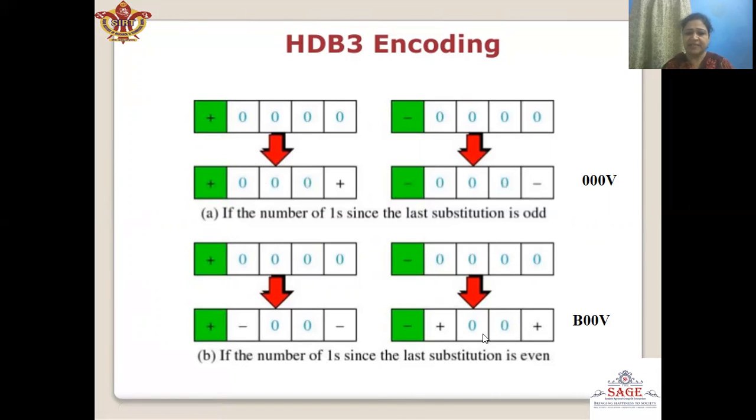Now in the second case, if the number of ones since the last substitution is even, we will use the pattern B00V. So B will have bipolar alternation. Since this is positive, this will be negative. 00V means violation. Since the previous was negative, the violation will also be negative. Similarly here also, since the first bit is negative, B will be positive, and in 00V, V will be positive because it will violate the AMI rule.